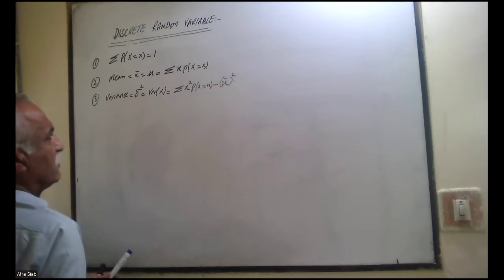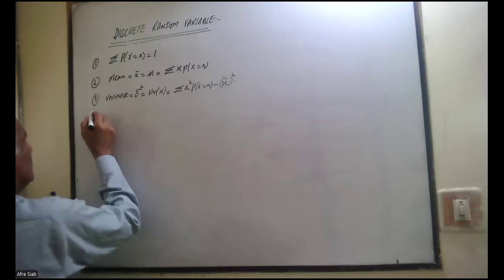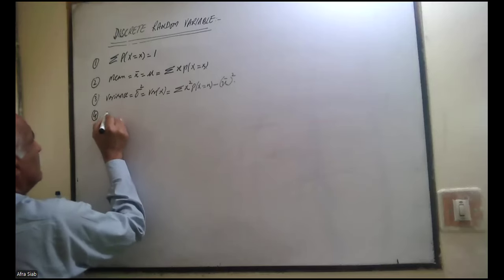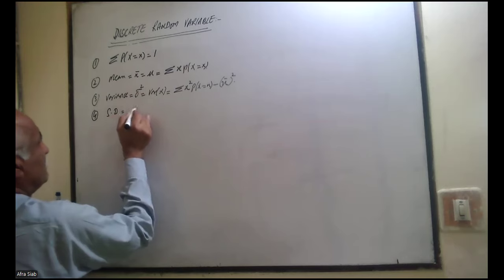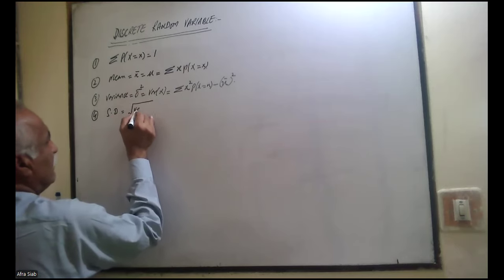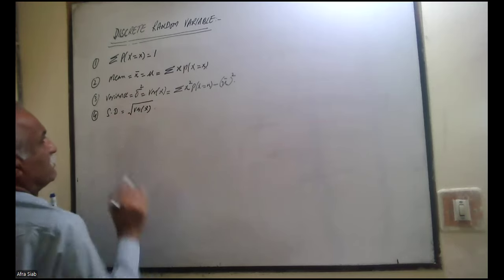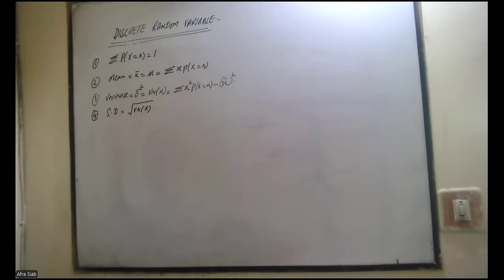And the fourth thing is standard deviation, which is the square root of variance. So these are the four things which they will ask in this topic of discrete random variables. And now the question is given to us.